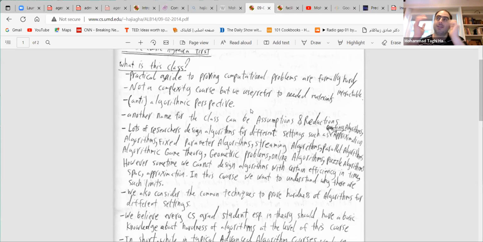In what sense is it anti-algorithmic? Because we will say there is no algorithm that can do better than that. In some sense, there is no way to do that. At the same time, that is actually the irony: the way that we prove that you cannot do that is very algorithmic. So how can we do that? The whole class would be based on that.